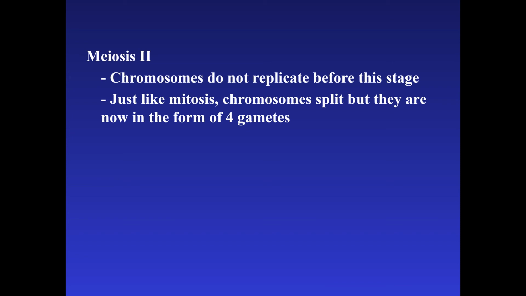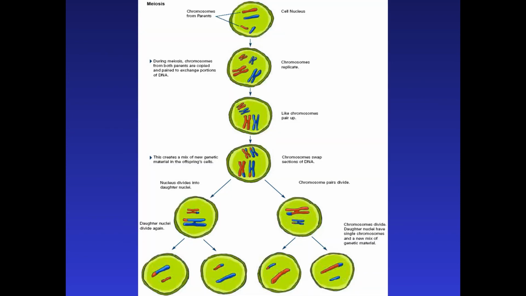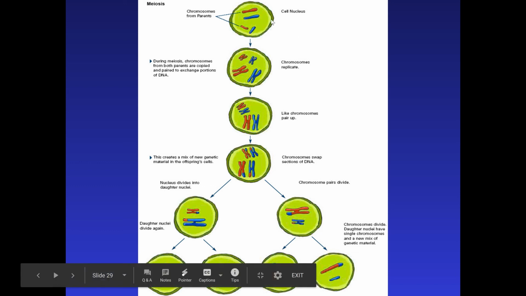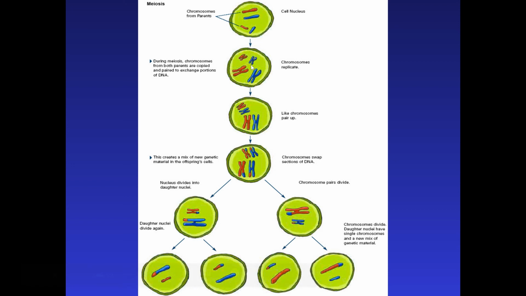Now you're going to see in this next diagram more of a visual representation. It's only so much for me to explain it. You have to actually see it. So here we have meiosis happening, the chromosomes from the parents, and they come together and they replicate here. You could see we have one little blue one, now we have two, one little red one, now we have two, and so on and so forth. They are copied.